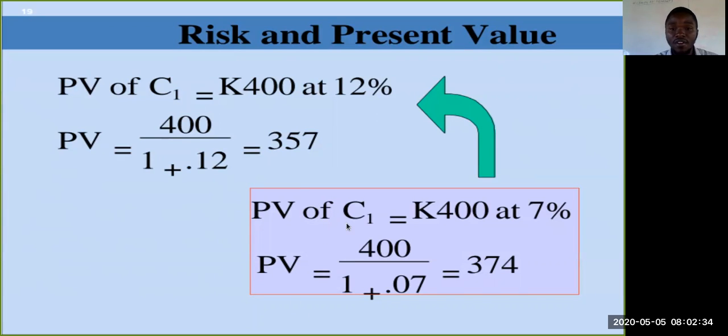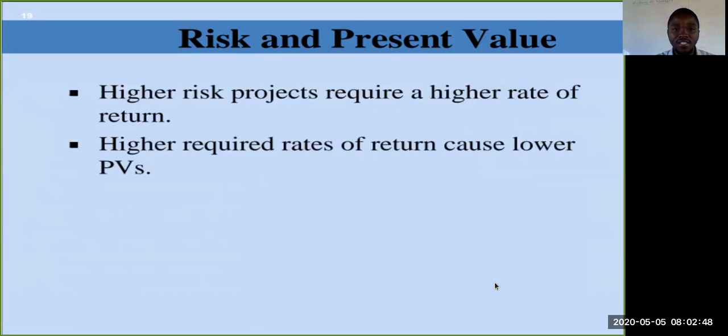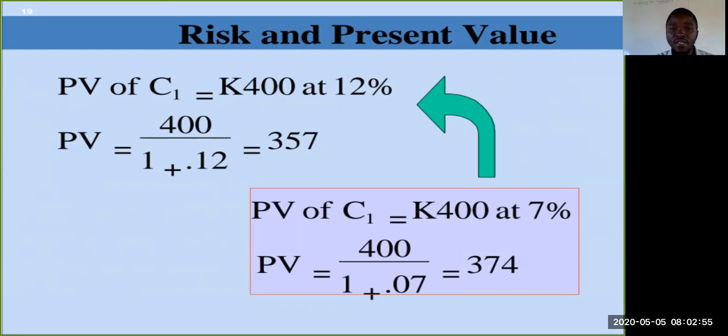So the present value of cash flow in year 1 at 400 kwacha, when it was 7%, we saw that it gave us 374. And we now conclude to say that higher required rates of return cause lower PVs. Why do we say so? Using 12%, we got 357. And using 7%, we got 374.